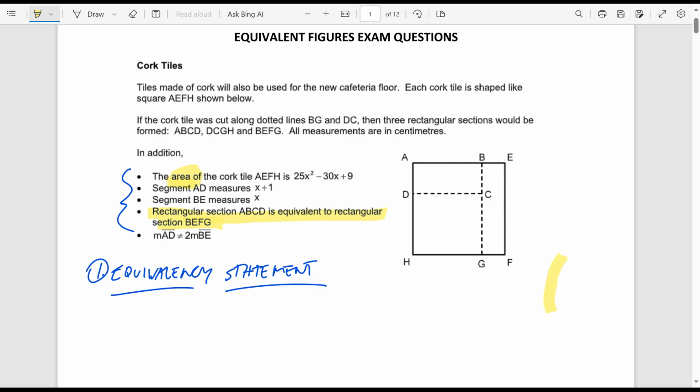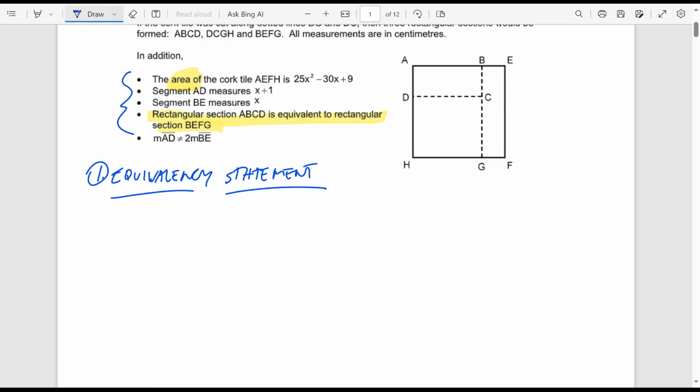Here's the only thing now. When I start this off, I know it's going to be area of ABCD is equal to area BEFG.